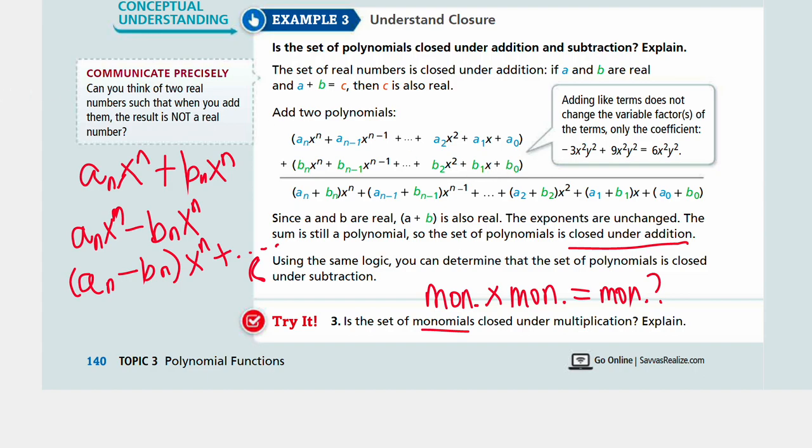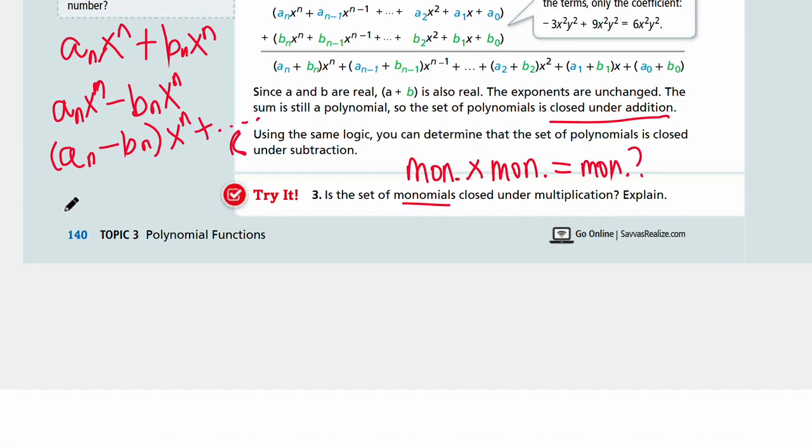Okay, are you ready? All right, so let me give you a specific example. Let's say x is a monomial, right? x. And then another monomial is 2x. So if we multiply this, x times 2x, we're going to get 2x squared. Is that a monomial? Yeah, it is. If you don't add or subtract them, then it's going to be a monomial.